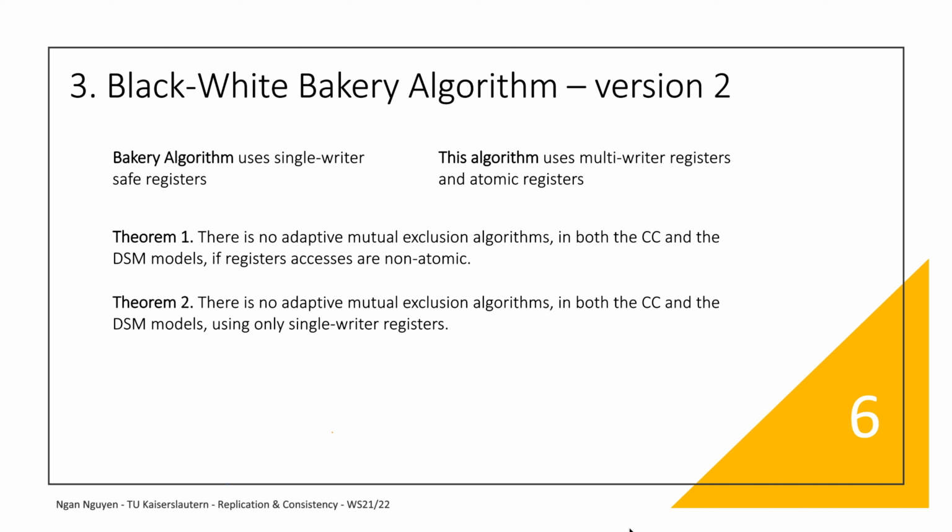For now, we've seen the black-white bakery algorithm that satisfies first in first out fairness, bounded, and adaptive for the coherent caching model. The original paper also introduced a next version of the black-white bakery algorithm, which also satisfies adaptive for the distributed shared memory model and local spinning, but this is out of scope of this presentation. So if you find the topic interesting, you can find out more in the original paper.